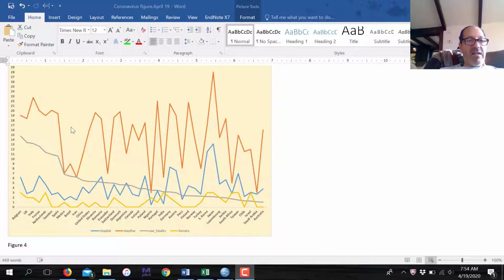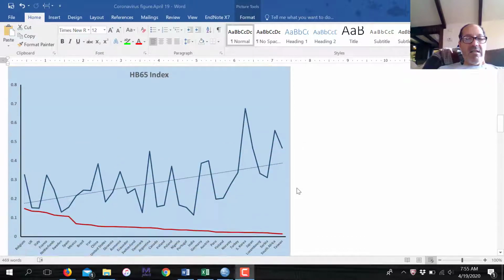You can see it's highly related to age, population above 65, but where there aren't a matching number of hospital beds. This is in blue, hospital beds per 1,000 individuals, where there's the biggest gap between older population and hospital beds, you see the highest level of case fatalities. And then this is the population density here. So that's telling. This is my HB65 index, where I divide the number of hospital beds per 1,000 in each country by the proportion of the population 65 and above. So this is that index, and here's a trend line for that, and then this is the case fatality. So you can see that there's this inverse relation here.